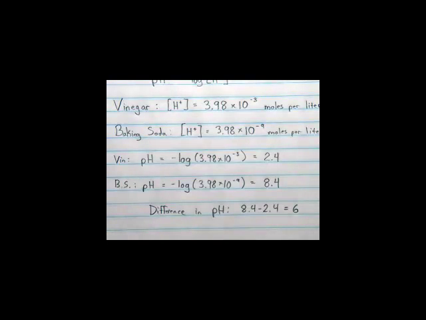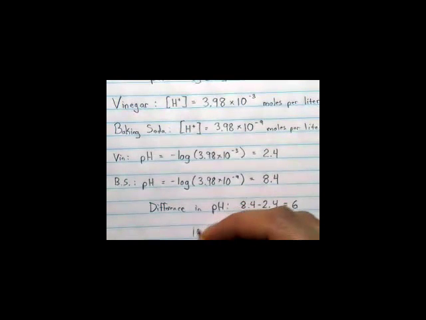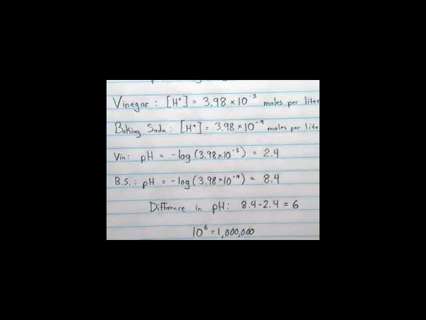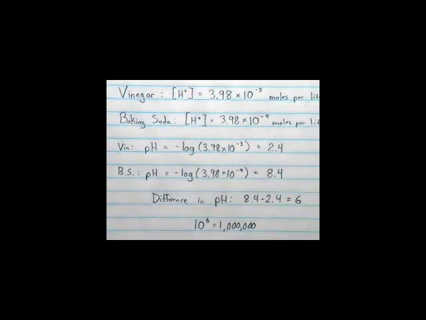Yeah. It's like a million, right? 10 to the 6th. You have to kind of undo that log, right? And how do you undo a log? You make it an exponential. So it's a base of 10, right? So 10 to the 6th. So 10 to the 6th is a million. So how many times more acidic is vinegar than baking soda? It's a million times more acidic.